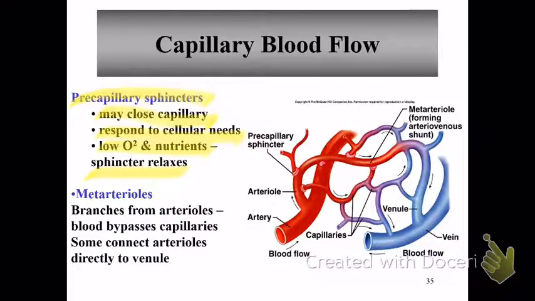The metarterioles, M-E-T-A, that means in between. They're branches from the arterioles that can actually bypass. So look at the picture over on the right. You can see how it bypasses the capillary and goes straight back to the vein.